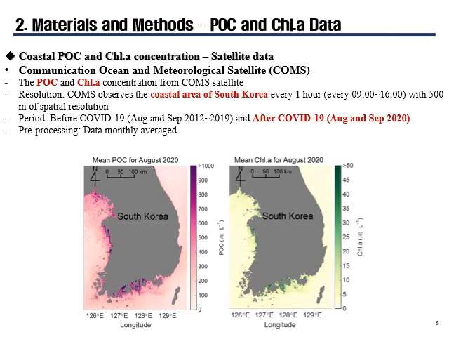And this is the satellite data. I got the satellite data, the POC and chlorophyll concentration, from the Communication, Ocean and Meteorological Satellite in Korea. The satellite observes the coastal area of South Korea every 1 hour from 9 a.m. to 4 p.m. with 500 meters of spatial resolution. So we checked the POC and chlorophyll concentration every August and September from 2012 to 2020, and we mostly averaged the 1 hour interval data.